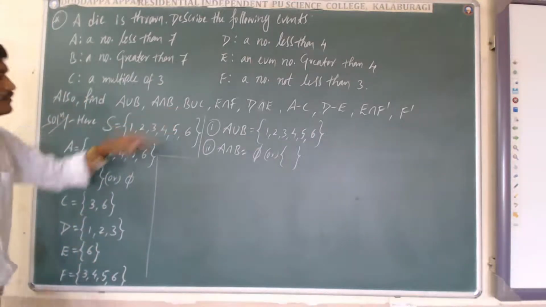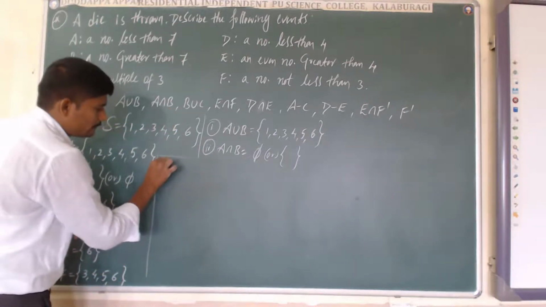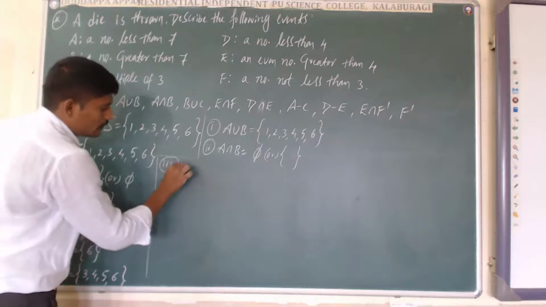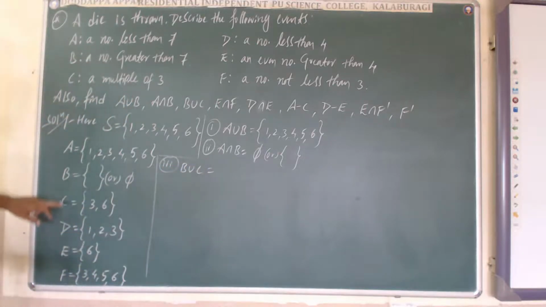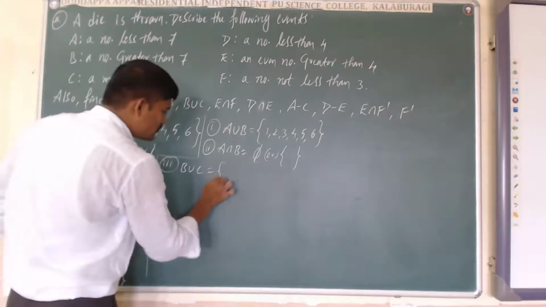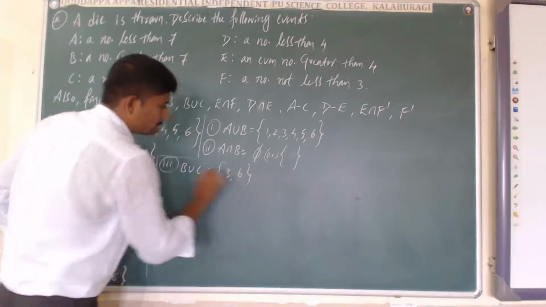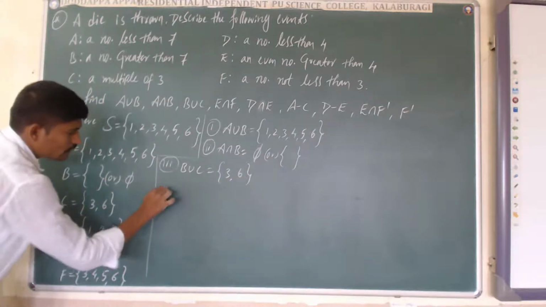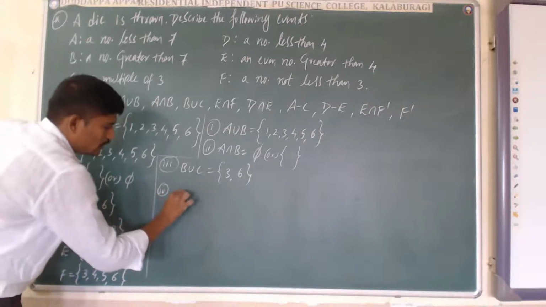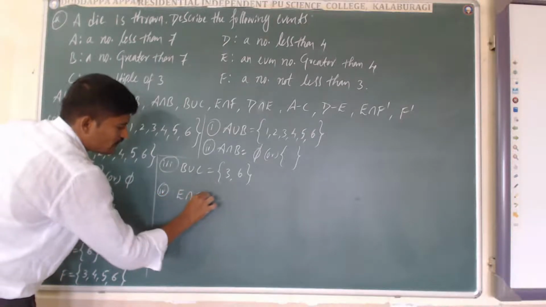Next, the third one is B union C. Here the empty set is there, here 3, 6 is there. So the result will come 3, 6 only.